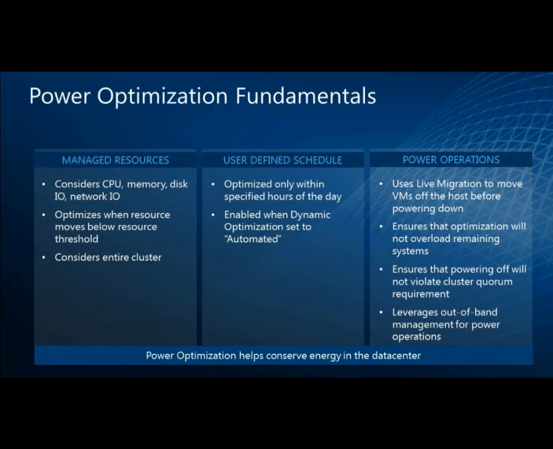A couple things to ensure here is that we won't power machines down if we're going to overload the remaining nodes in the cluster, and we're going to make sure that we don't violate any cluster quorum requirements that cluster may already have when you do this power optimization. So what that means is that you have to have enough nodes in that cluster that when we power some of them down, we'll still have the availability, so we'll still have the ability to fail over machines, but also we'll still have that cluster be a valid cluster. So let's take a look at how we set those things and where that is.